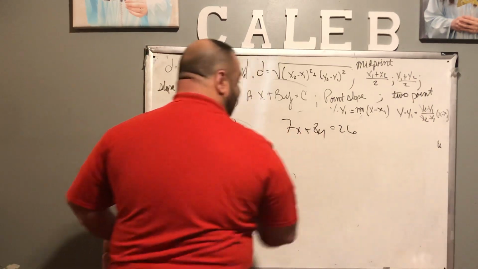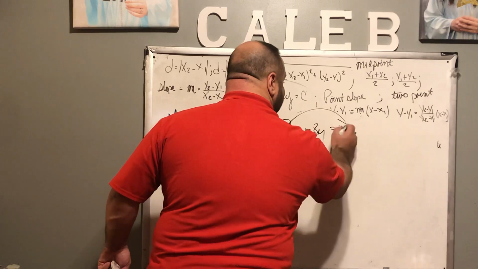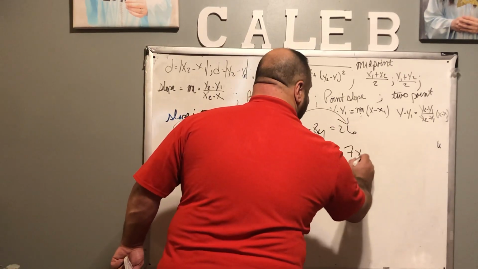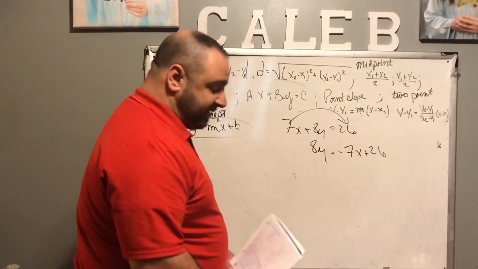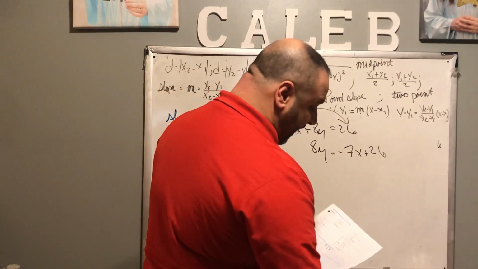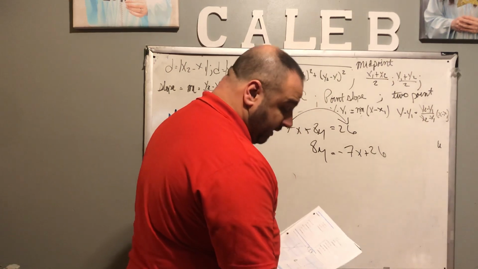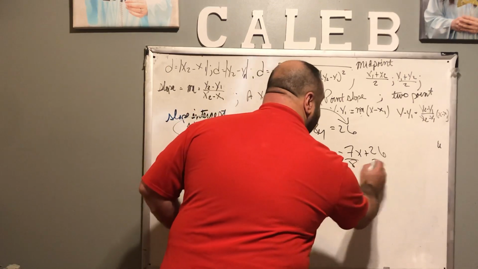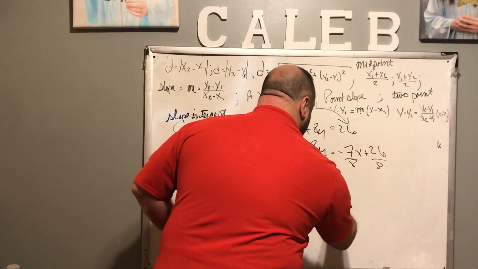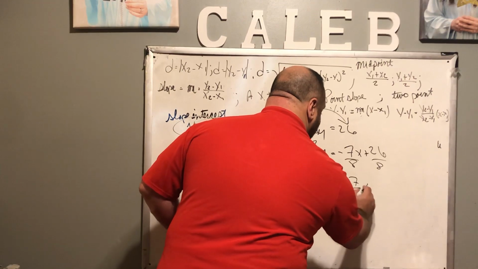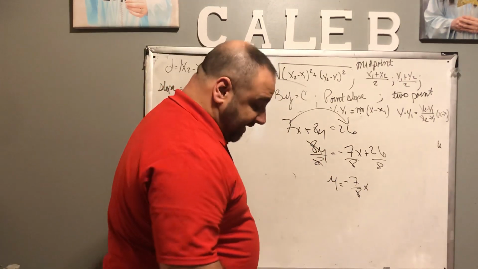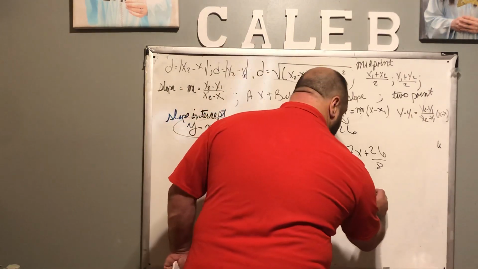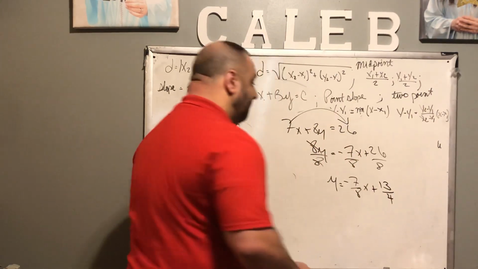So looking at this, let's go. We're going to bring the 7x over to the right side. So we have 8y equals negative 7x plus 26. Okay, now from here, what we want to do is get rid of this 8. I'm going to divide everything by 8. So y equals negative 7 over 8x, and then 26 over 8. So we could simply reduce that to 13 over 4.